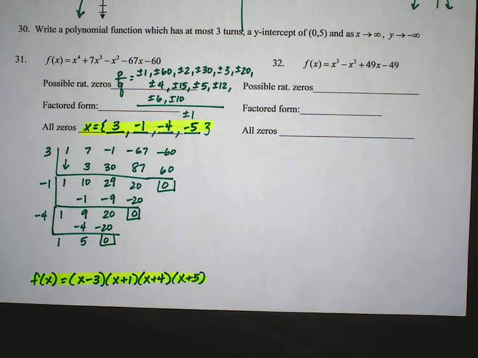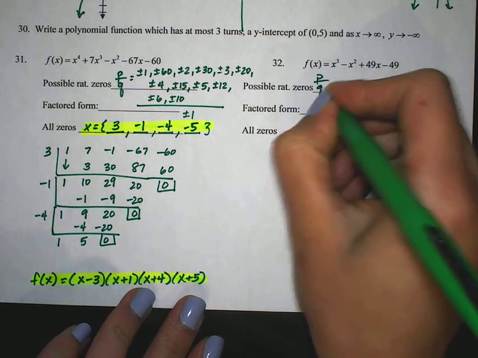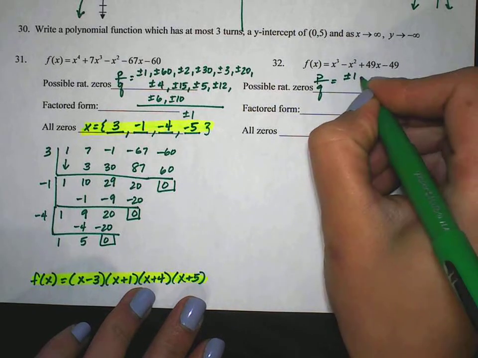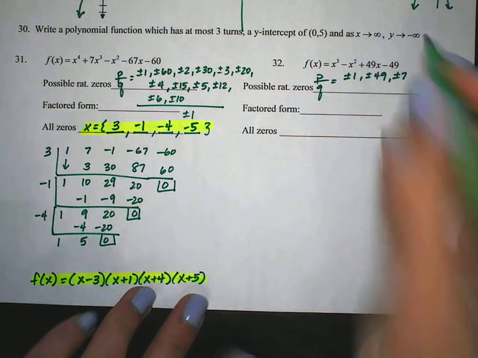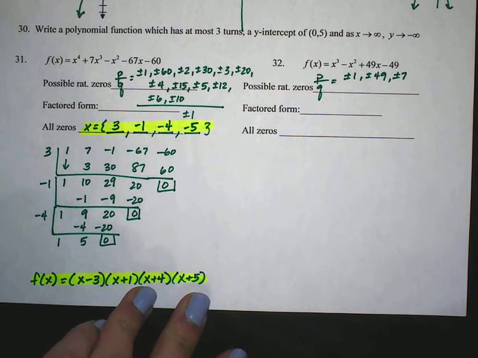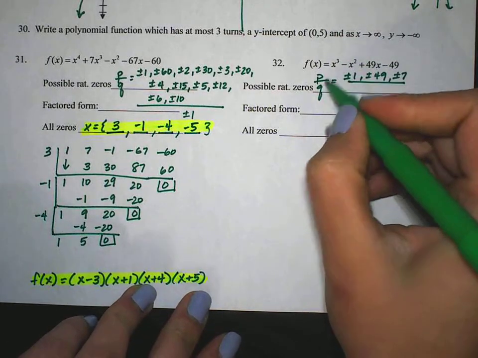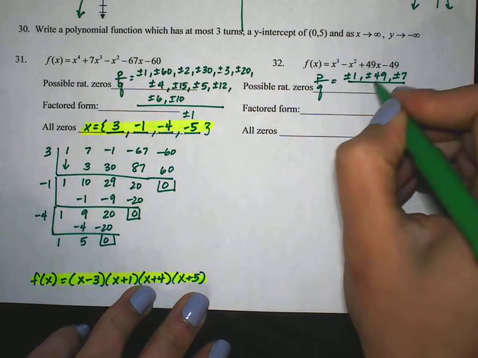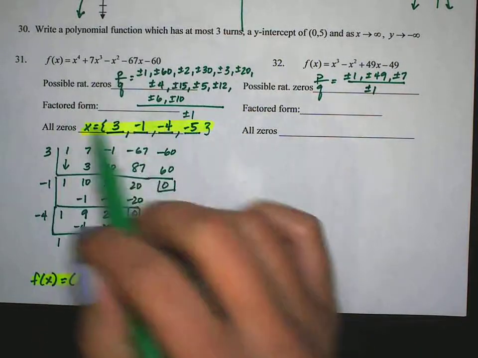Okay, so number 32, let's go ahead and take a look at that one. Possible rational zeros. This is P over Q again. So numbers that multiply to 49: plus or minus 1 times plus or minus 49, plus or minus 7 times plus or minus 7. So that's all I have for the top. On the bottom, it's Q. Q represents the numbers that multiply to the leading coefficient. So in this case, it's that imaginary one. So I have plus or minus 1. Okay, not as many as number 31.